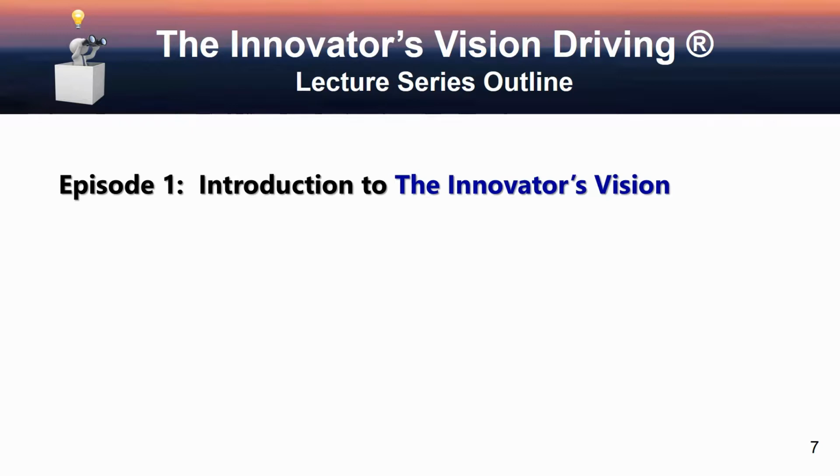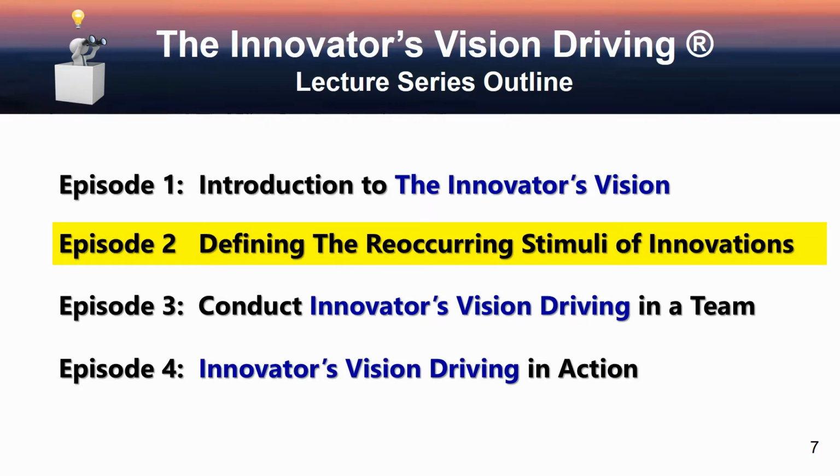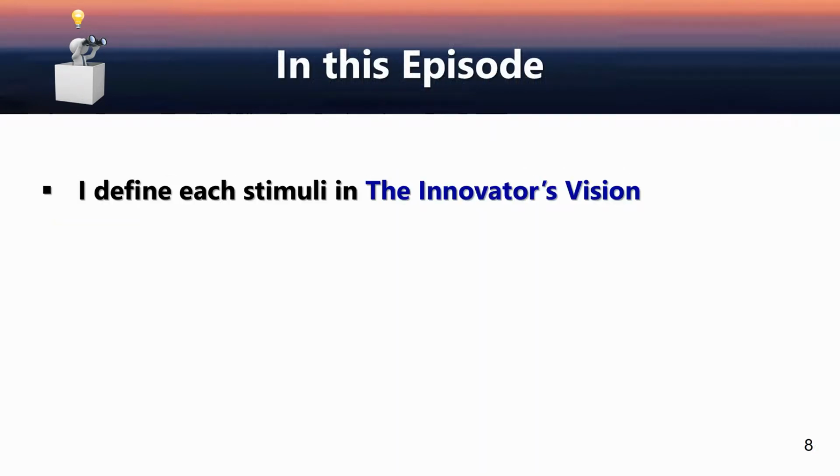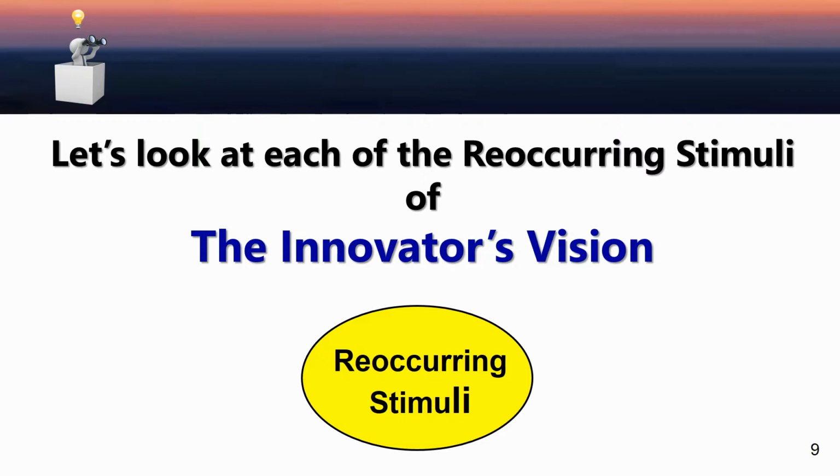In this lecture series, there are 4 episodes. You are watching episode 2. In episode 3, I will show you how to conduct the innovator's vision driving in your team. And in episode 4, I will demonstrate how the innovator's vision driving can create actual new-to-the-world product ideas that I think you'll really get excited about. In this episode, I define each stimuli in the innovator's vision, and I offer examples of how they might have sparked innovations as singular stimuli. Let's look at each of the reoccurring stimuli of the innovator's vision.